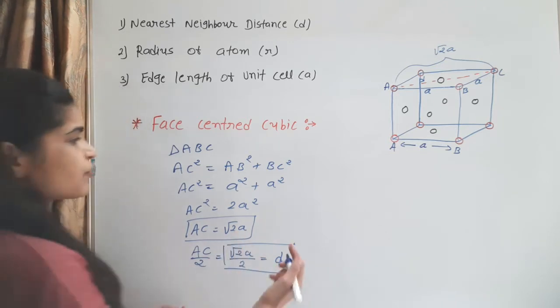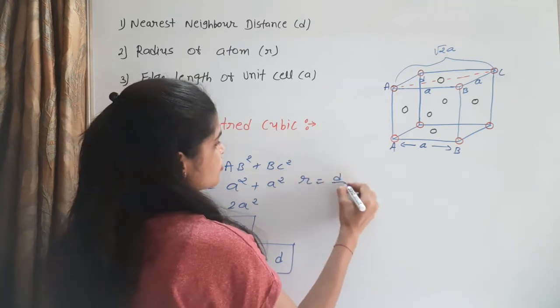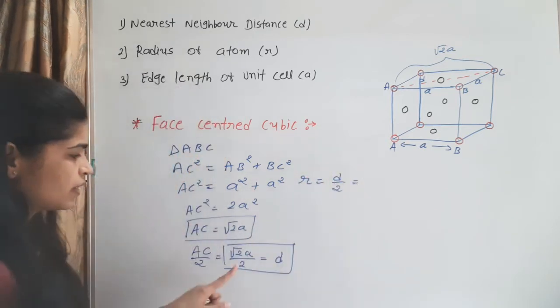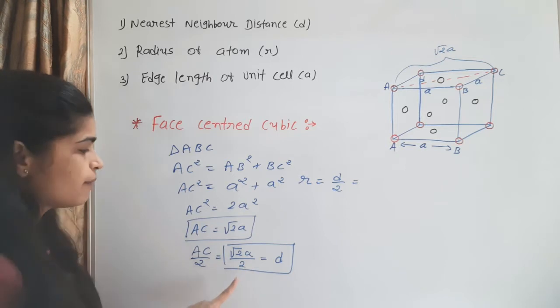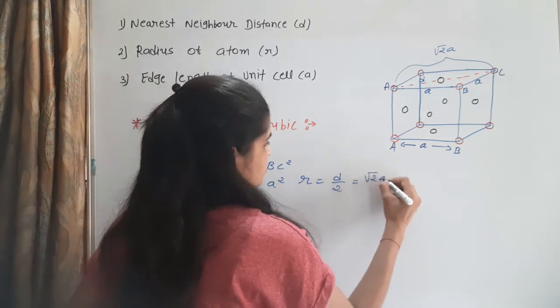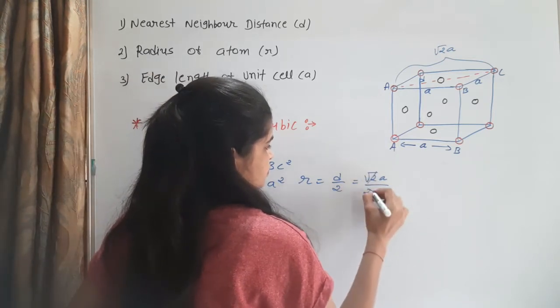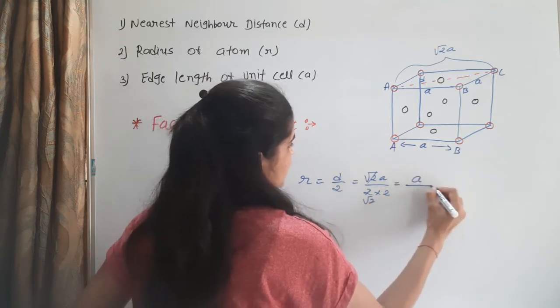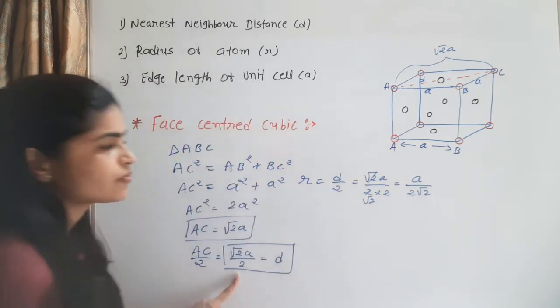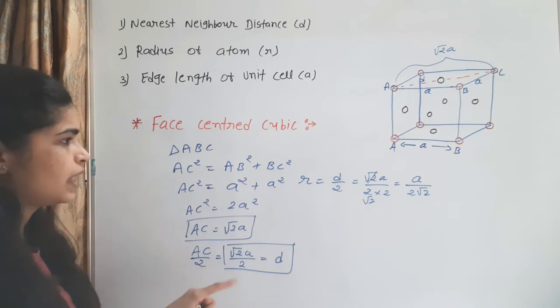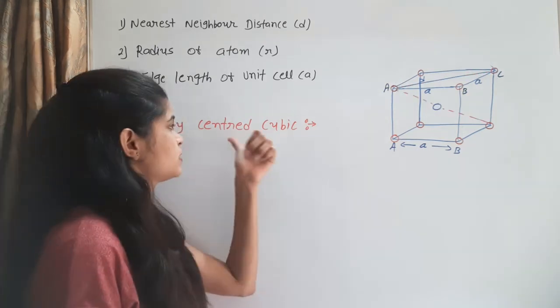Then find the R value. R is equal to D by 2, which is under root 2 A by 2 by 2, so R is equal to A by 2 root 2. And next, body centered cubic.